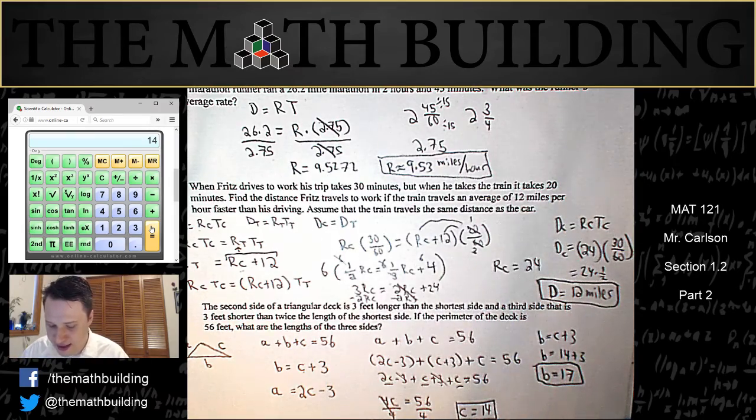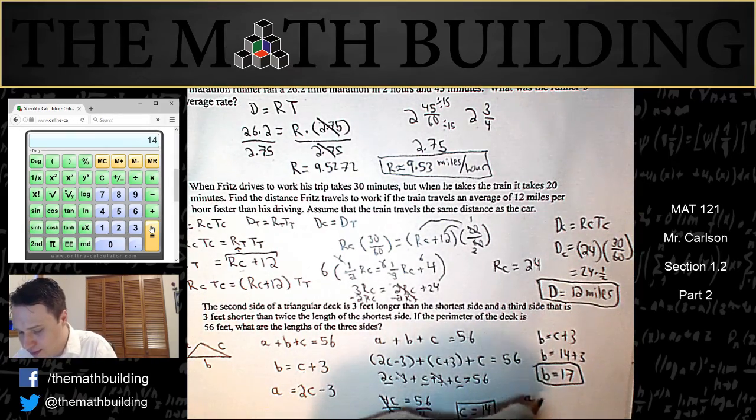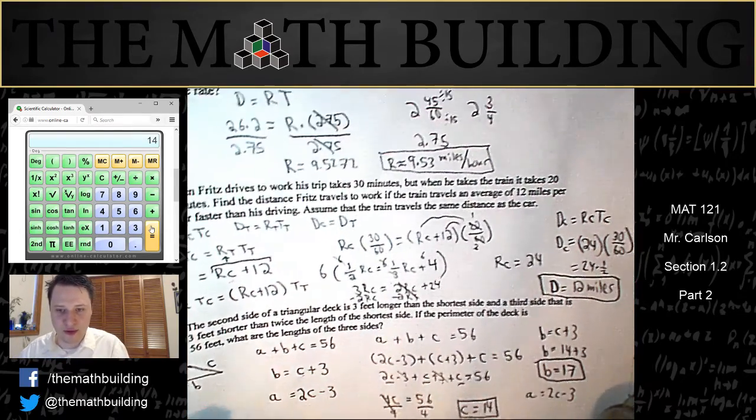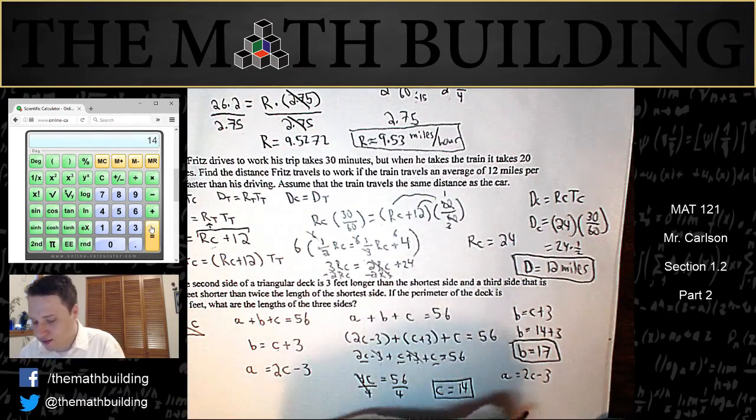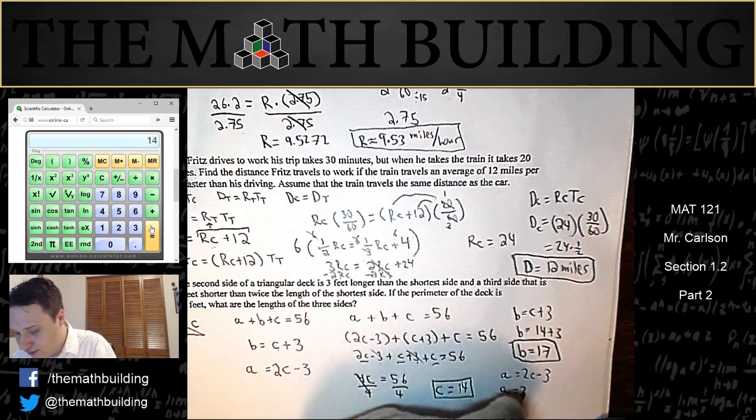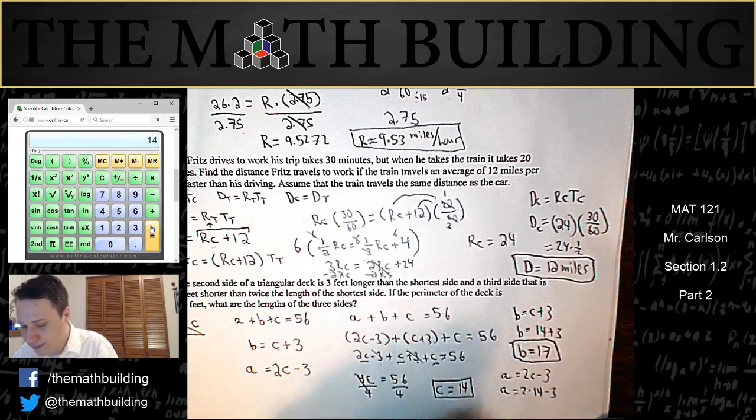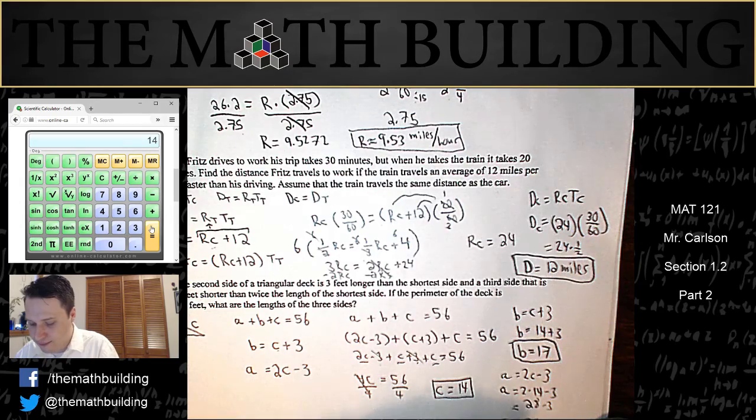And we have a equals 2c minus 3 from before. And we know that c is equal to 14. So let's plug that in. A equals 2 times 14 minus 3. Order of operations here, 2 times 14 is 28. So a equals 25. And that's how you do it.